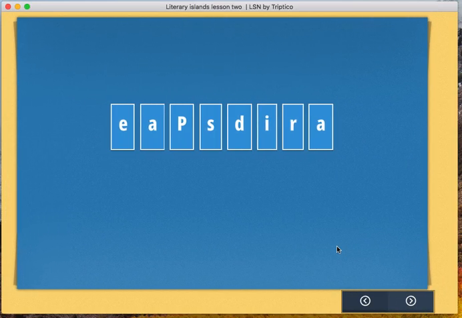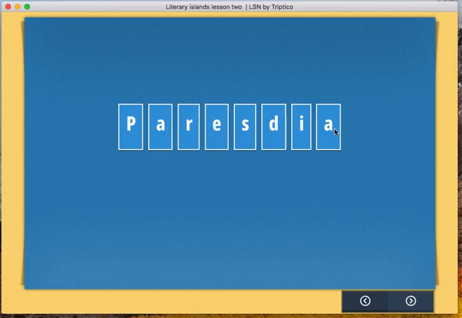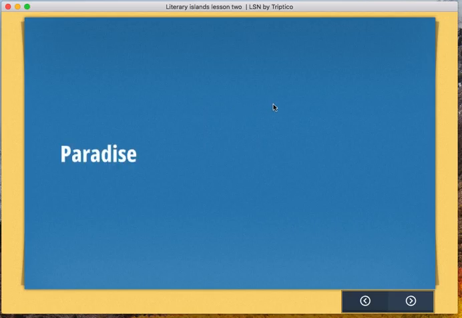Your second one, there you go, E-A-P-S-D-I-R-A. So pause it, jot it down, unscramble it, come back when you're ready. There is a clue in the capital letter. Okay, our next one. Be embarrassing if I get this wrong. Trying very carefully. Okay, so our next word is paradise, which I have used a few times already in my discussions with you, and it is connected with the previous word, Eden.